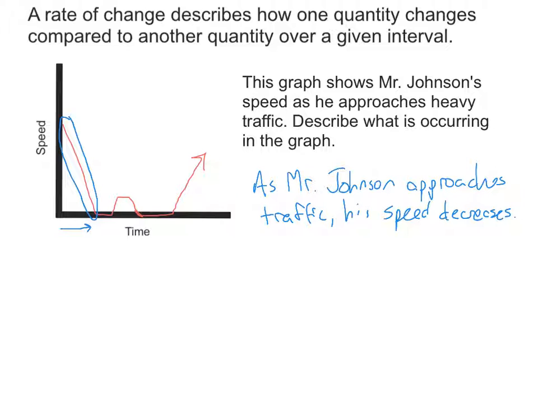Okay? Then we have this interval right here. Notice that as time goes on here, the speed sits at 0 this whole time. It's not above the axis at all. So this entire interval is where he's at a complete stop. He comes to a full stop.